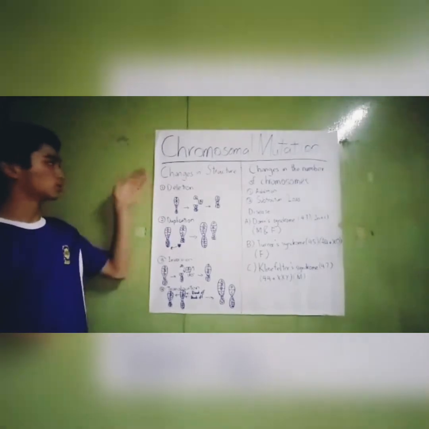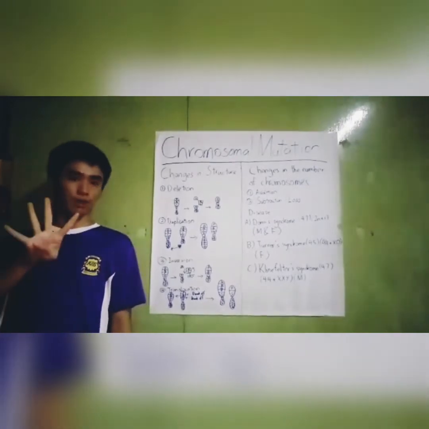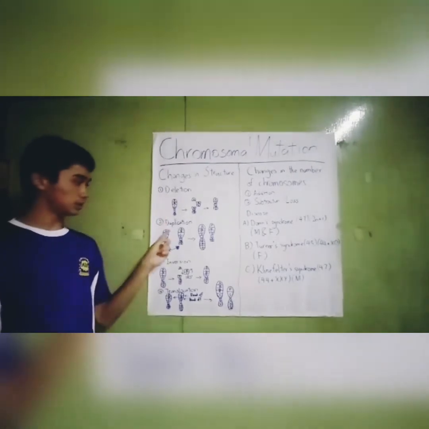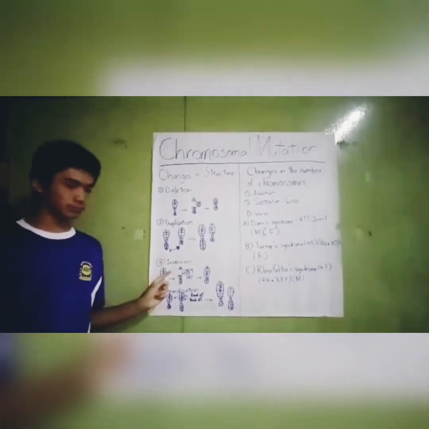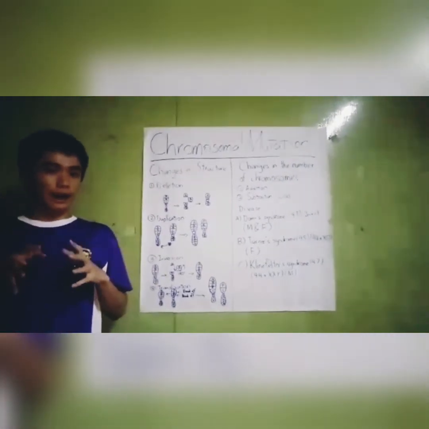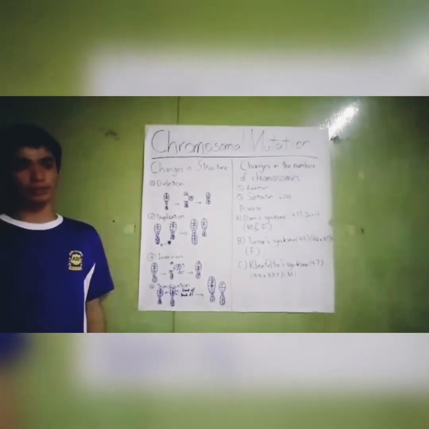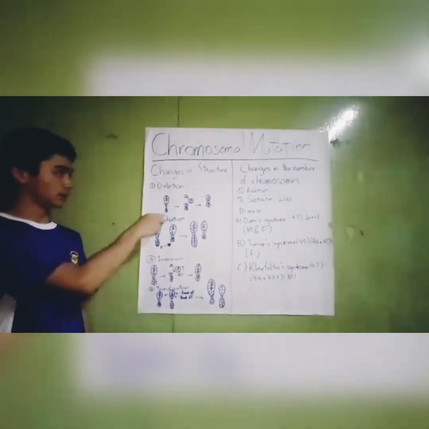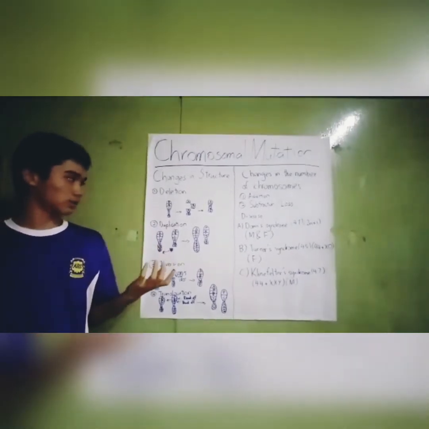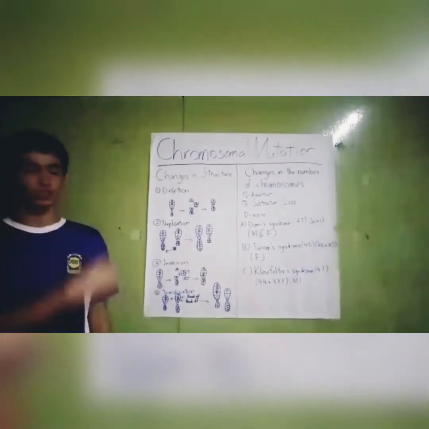Let us talk about change in structure. In change in structure, there are four types of chromosomal mutation: deletion, duplication, inversion, and translocation. Deletion is when alleles in the chromosome vanish. The chromosome breaks itself and then lets the alleles vanish.